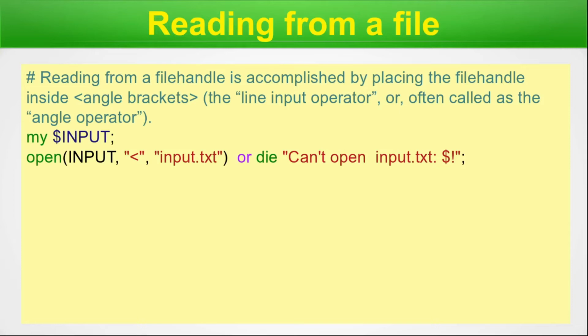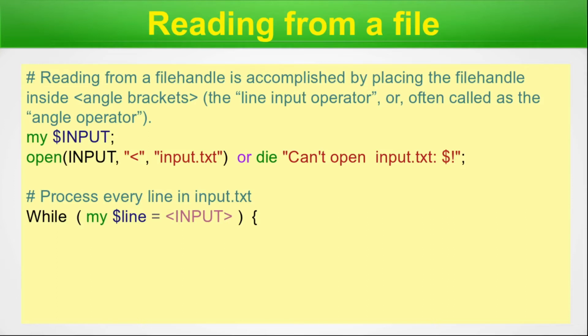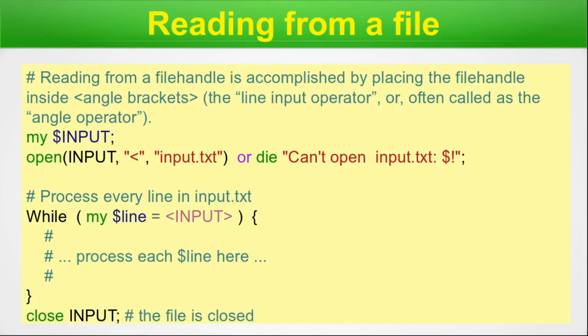Next, once the file is opened and the handle is ready, what will we do? We can process every line. How? We write while, then my $line equals angle bracket, then the file handle input, and then we start the while body. Here we do whatever we want to do with the line: we want to split the line, print the line, dump it into another file, or print it on the monitor, whatever we want to do. Next we close the block and we close the file handle, close input. You can see here that when we are using close, we are not using the parentheses.